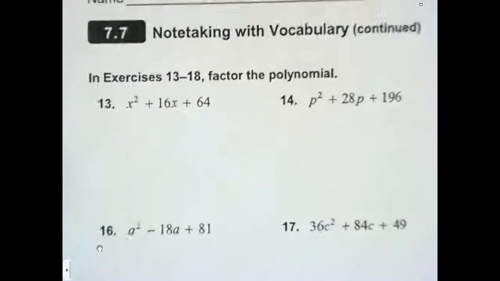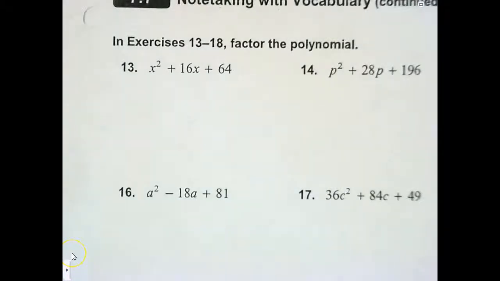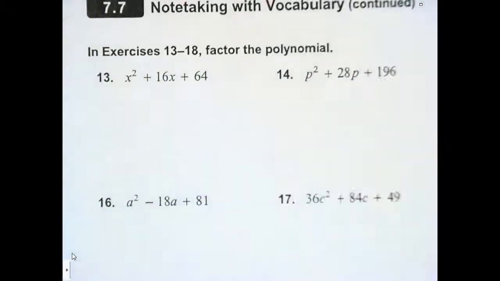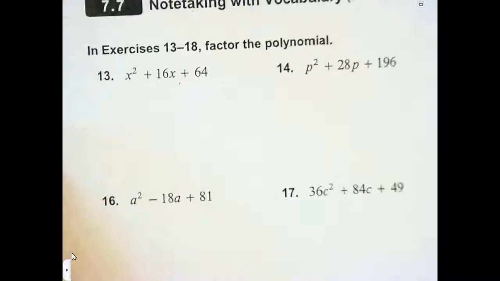Turn that over. Tell your neighbor on number 13 if you can use the same pattern. Tell them yes or no and why. How many say yes? How many say no? Why is it no? Because there's three things. Difference of two squares only works on difference of two squares. There are three terms.